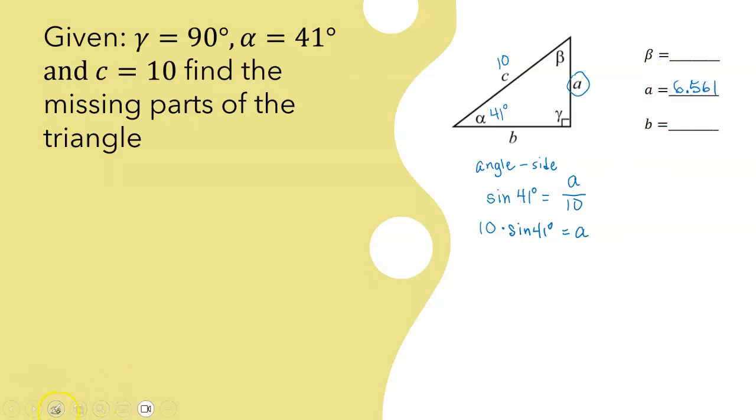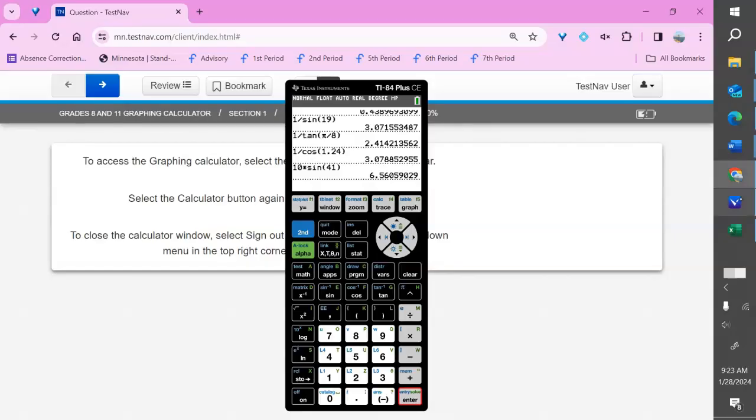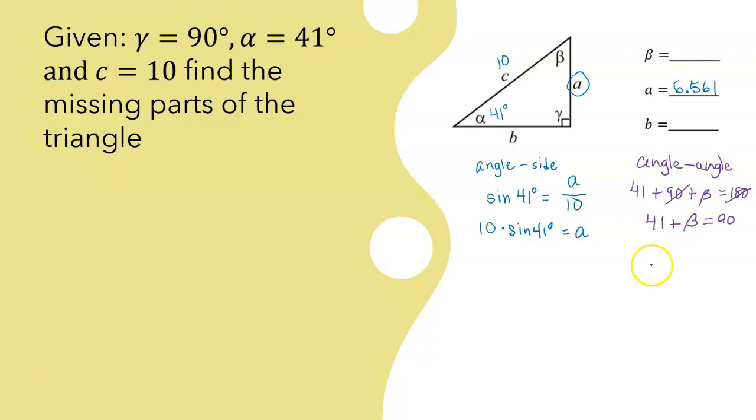I guess I could have found beta first because beta is an angle and I know two angles. So I know one angle is 41 and another angle is 90. Since I know two angles, I can do 41 plus 90 plus beta is equal to 180, or maybe just 41 plus beta is equal to 90. So 90 minus 41 for that angle that's missing. Oops, I typed it in wrong, but we know it's 49.